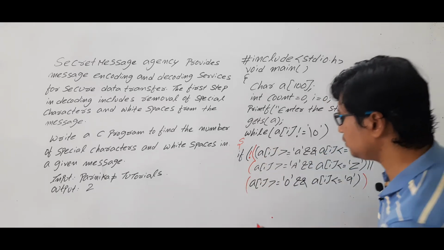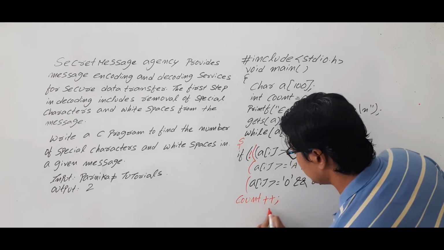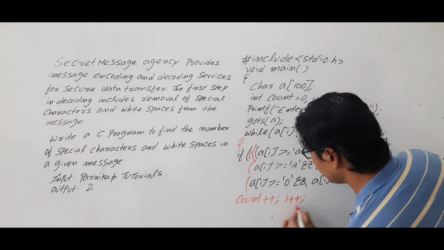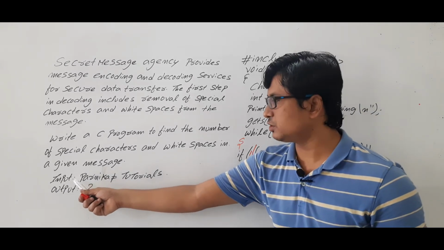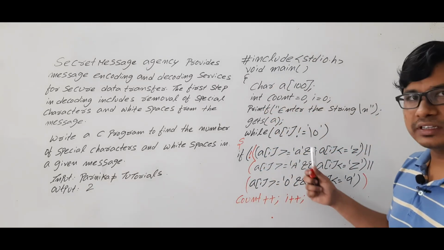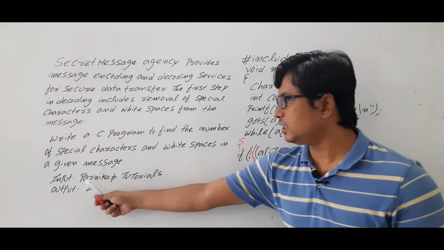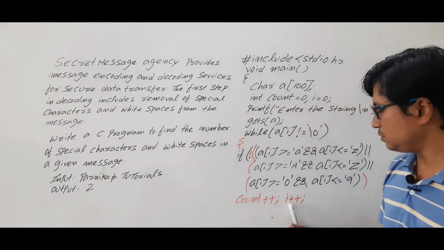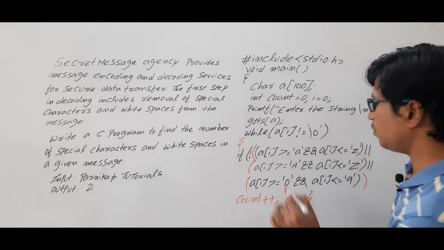So what I will do is write count plus plus, and also I will write i plus plus, because I need to increase it. Initially the i value is 0, so first it will check whether the first character is satisfying this condition or not. If it is not satisfying, then I will increase the count value. Then I need to look at the next character, so that's why I need to increase the i value. So I will close the while loop.